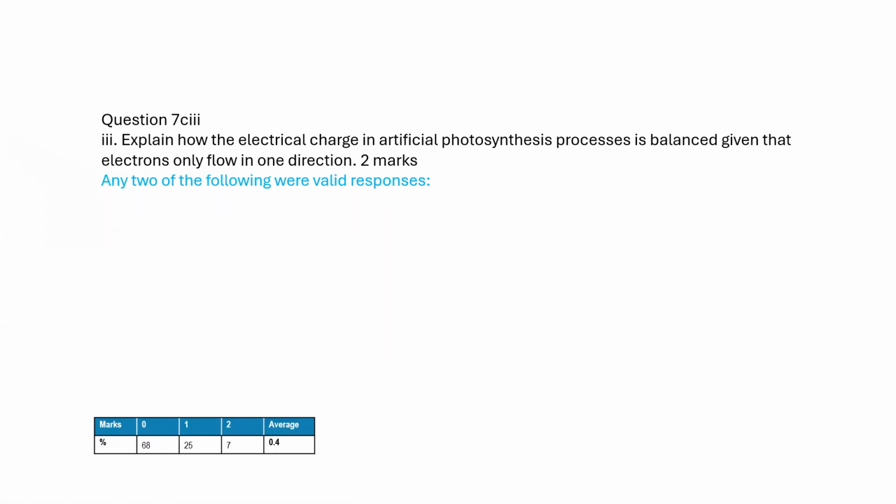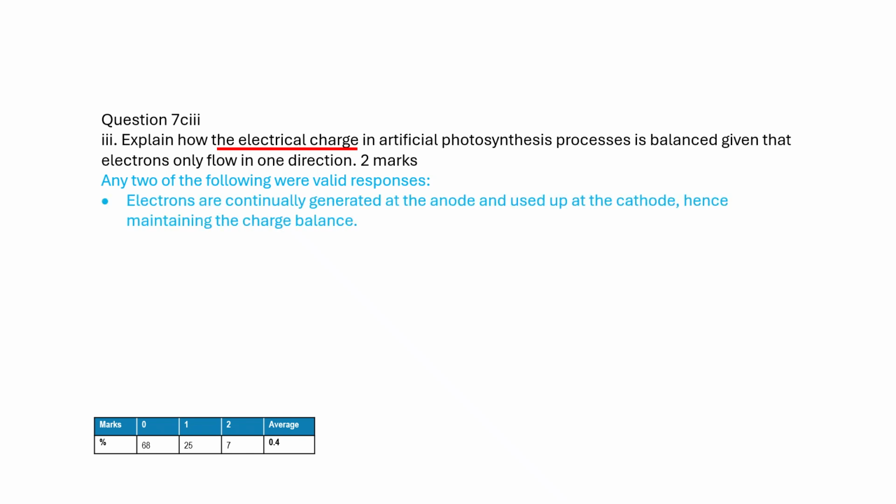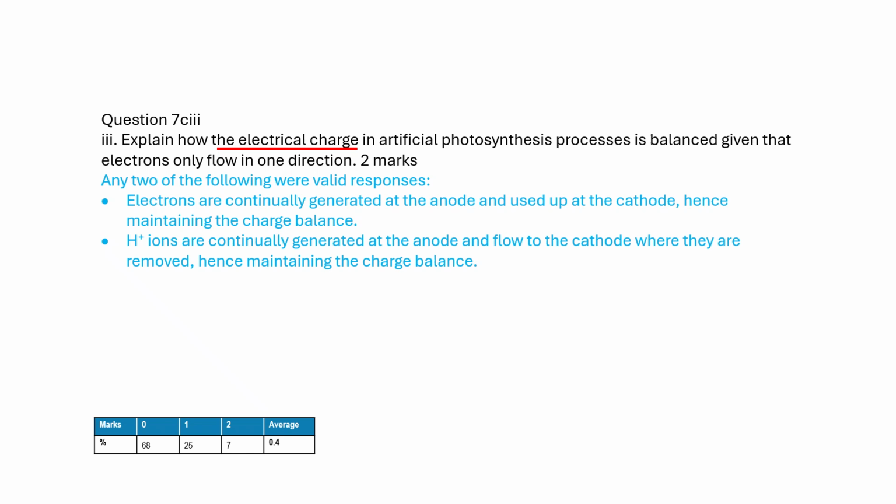The question asks about the balance of electrical charge, with 2 marks available for identifying 2 key points. This balance is maintained by continuous processes. Electron flow: electrons move from the anode, where they are generated, to the cathode, where they are used, balancing the charge between the electrodes. Ion migration: ions in the electrolyte move, positive ions towards the cathode, negative ions towards the anode, to maintain charge neutrality within the cell.